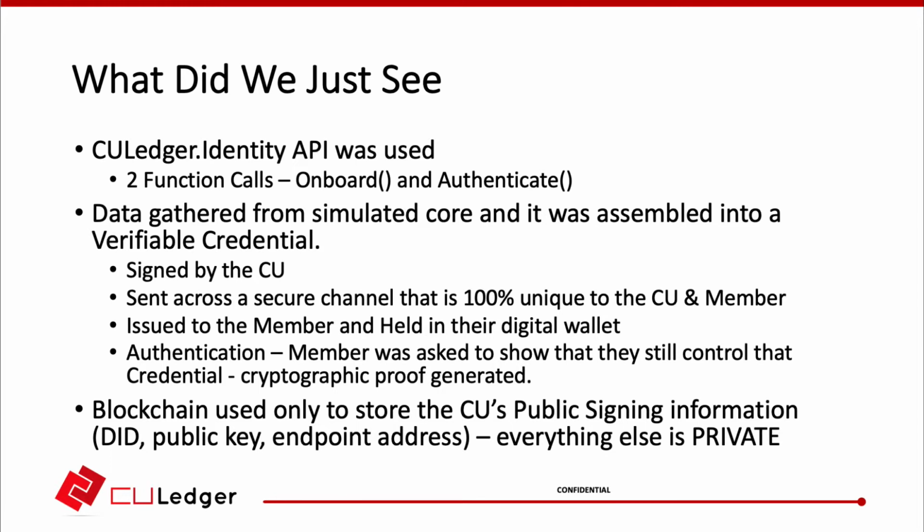The real main 2 calls are onboard. This is where we take the data from the core, build it up as a little JSON package, and create a credential from that. There's a connection established with the member. That credential is signed by the credit union and sent across a secure channel, which is unique to the credit union and the member. Both endpoints are private in that case. That credential is then held in their wallet. You saw the wallet, that's Connect.Me from Evernym. That's our digital wallet we're using right now.